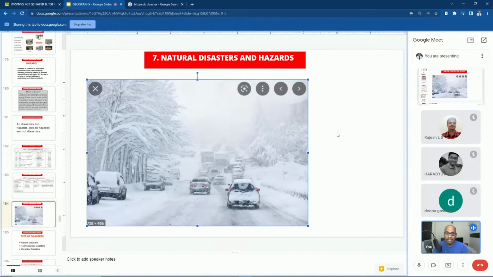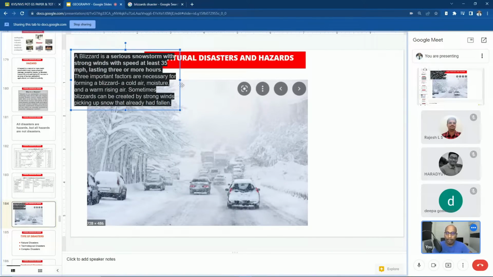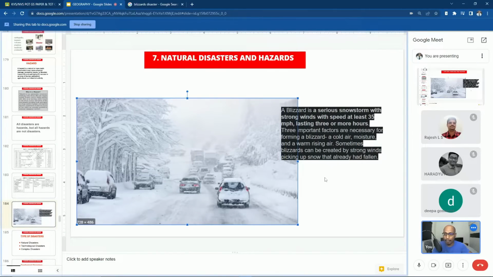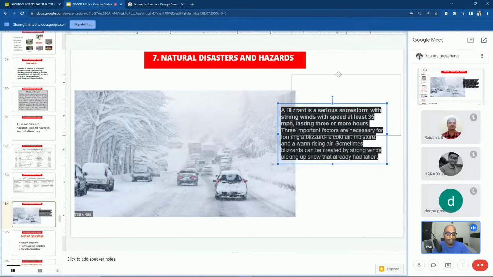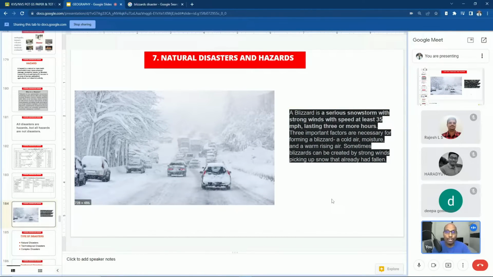So this is the blizzard disaster. Now what is this blizzard disaster? A blizzard, I'll just copy it so that it will be easy for you to read on screen. Here it is, on the right side I have pasted it. A blizzard is a serious snowstorm with strong winds of at least 35 miles per hour, lasting 3 or more hours. The three important factors necessary for forming a blizzard are cold air, moisture, and warm rising air. Sometimes blizzards can be created by strong winds picking up snow that had already fallen.